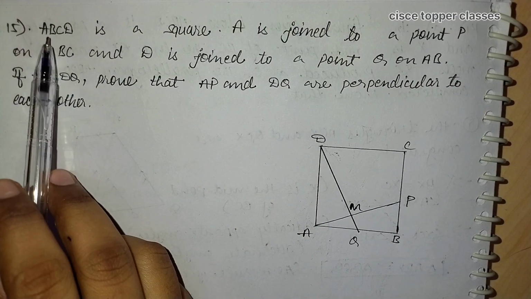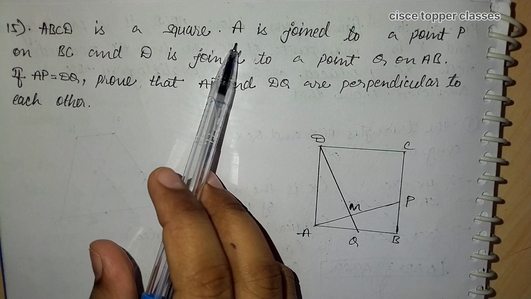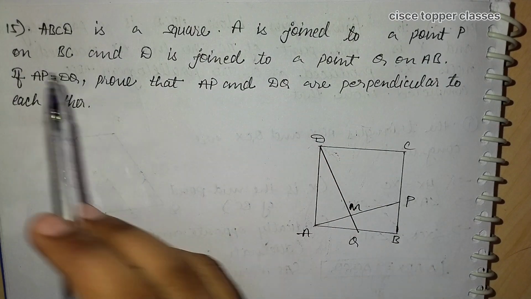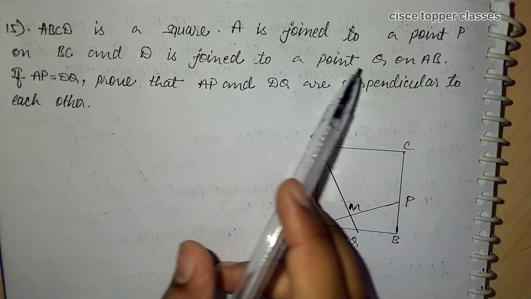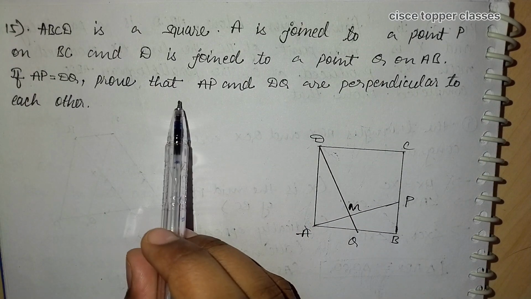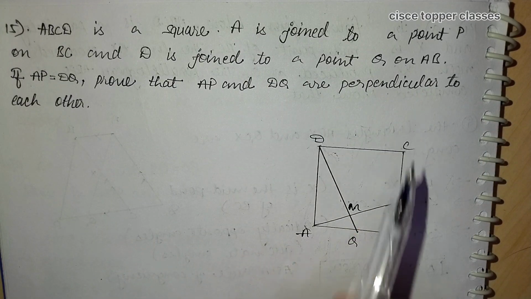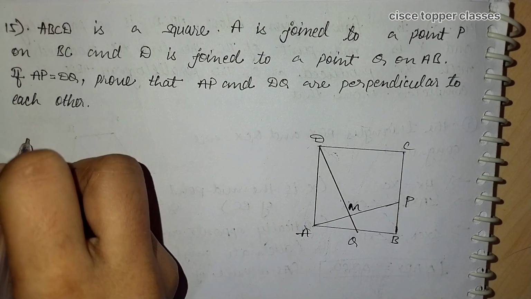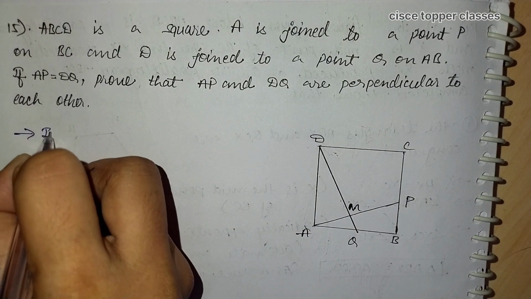Now let us solve question 15, where ABCD is a square, A is joined to a point P on BC and D is joined to a point Q on AB. If AP is equal to DQ, then prove that AP and DQ are perpendicular to each other. To prove this part, firstly we will take the triangles.